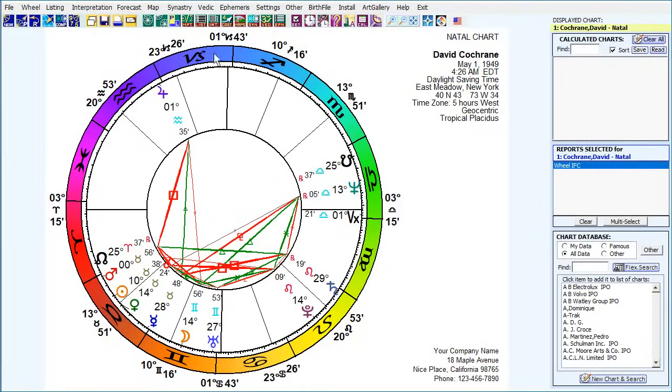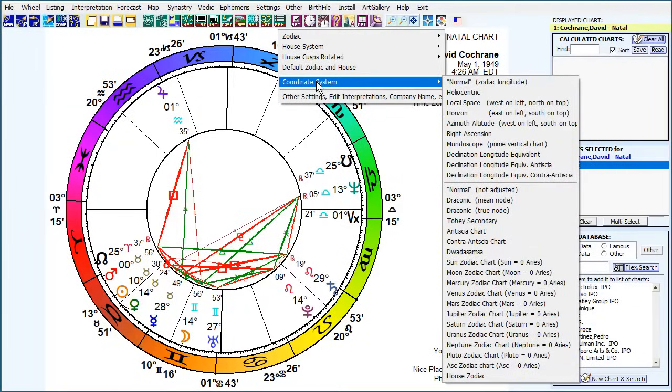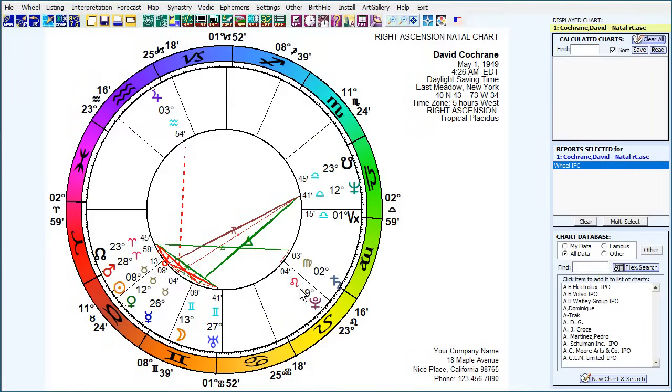By the way, if you're curious, here's the software with a chart wheel up here. If you want to put the chart in right ascension, it's pretty simple. Just go to Settings, Coordinate System, and then right ascension. And if I click on that and I click OK, right ascension natal chart. And the planets will move typically a few degrees, sometimes a little bit more. I have a bunch of videos on astronomy for astrologers that explains what right ascension is and so on. We're not going to get into that right now.